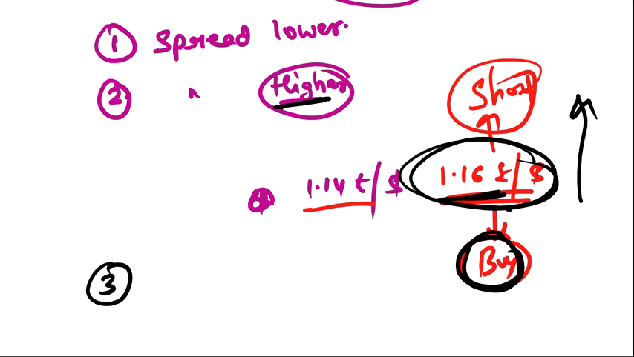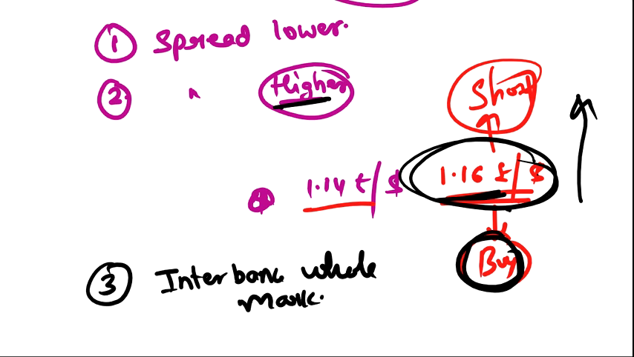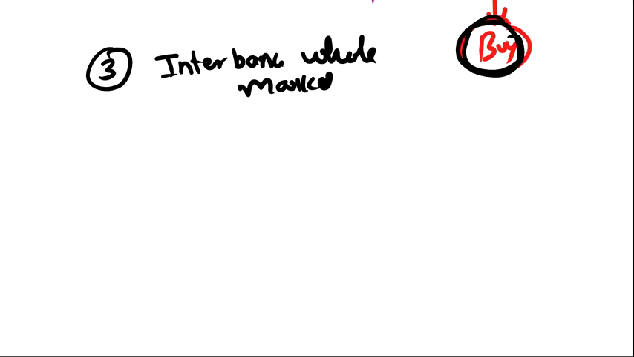Clear? Third is the interbank wholesale market. Interbank wholesale market means the dealer is just a part of that wholesale market. In the wholesale market, there are billions and trillions of currency exchanges going on. Over there, generally the spread is lower as compared to the spread in the hands of the dealer. Clear? Because the dealer wants to make a good amount of profit with a small amount of transaction, because in the hands of the dealer the volume is less. So if he wants to make the profit, he needs to keep the spread on a higher side.